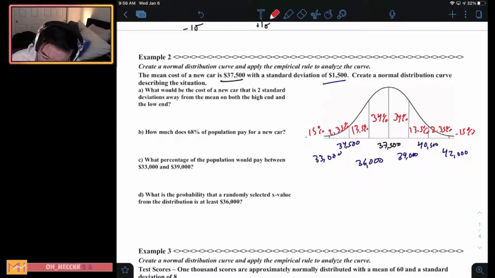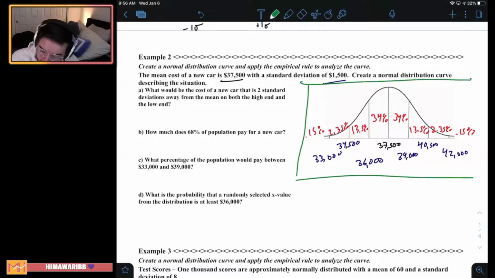All right. So these questions are pretty quick if you know what you're looking at here, okay? What would be the cost of a new car that is 2 standard deviations away from the mean on both the high end and the low end? So this is 1, 2, 3. 1, 2, 3. So on the low end, 34,500. On the high end, 40,500. Boom. That's it.